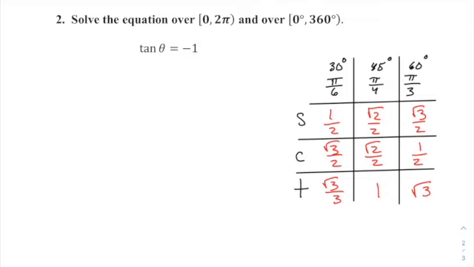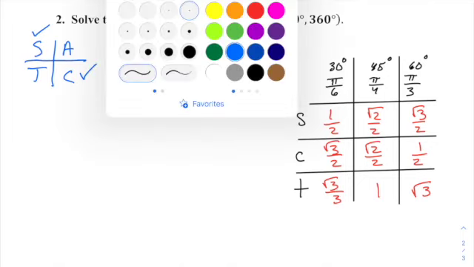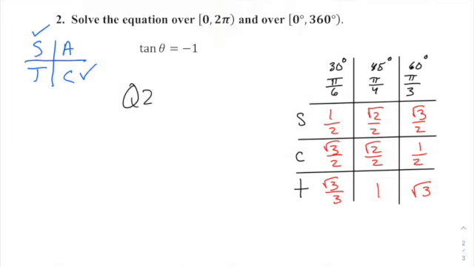So again, think about your quadrants here. When is tangent negative? Well, it's positive in quadrant 1 and 3. That's what the T, remember, represents, is what's positive in that quadrant. So it's negative in quadrant 2 and 4. Okay, so our answers had better be something in quadrant 2 and quadrant 4.